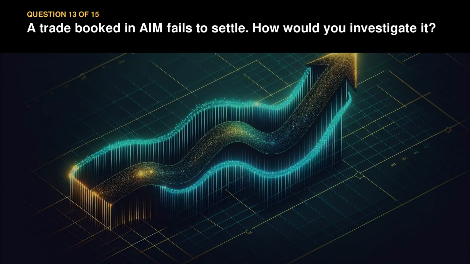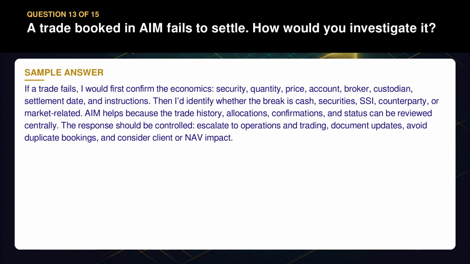Question 13. A trade booked in AIM fails to settle. How would you investigate it? If a trade fails, I would first confirm the economics: security, quantity, price, account, broker, custodian, settlement date, and instructions. Then I'd identify whether the break is cash, securities, SSI, counterparty, or market-related. AIM helps because the trade history, allocations, confirmations, and status can be reviewed centrally.